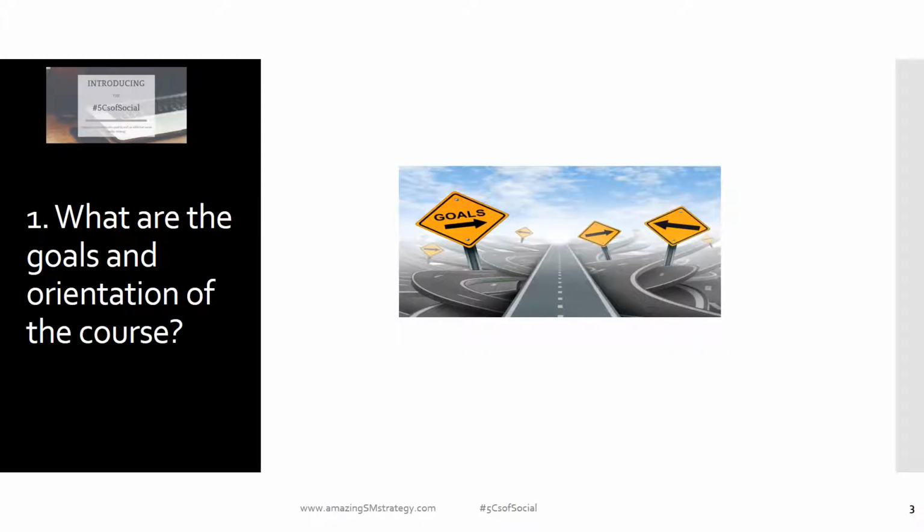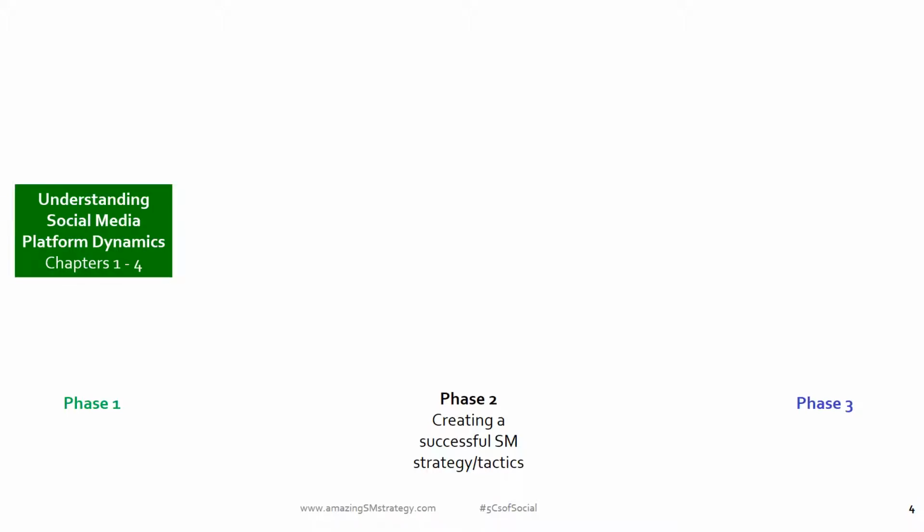Let's first take a look at the goals of the course and its orientation. The course is structured around three basic phases that parallel sections of the book. These three phases also represent the three primary goals of the course. Phase 1 provides the foundation for the course and helps students go beyond their current understanding of social media platforms and their experiences as users.